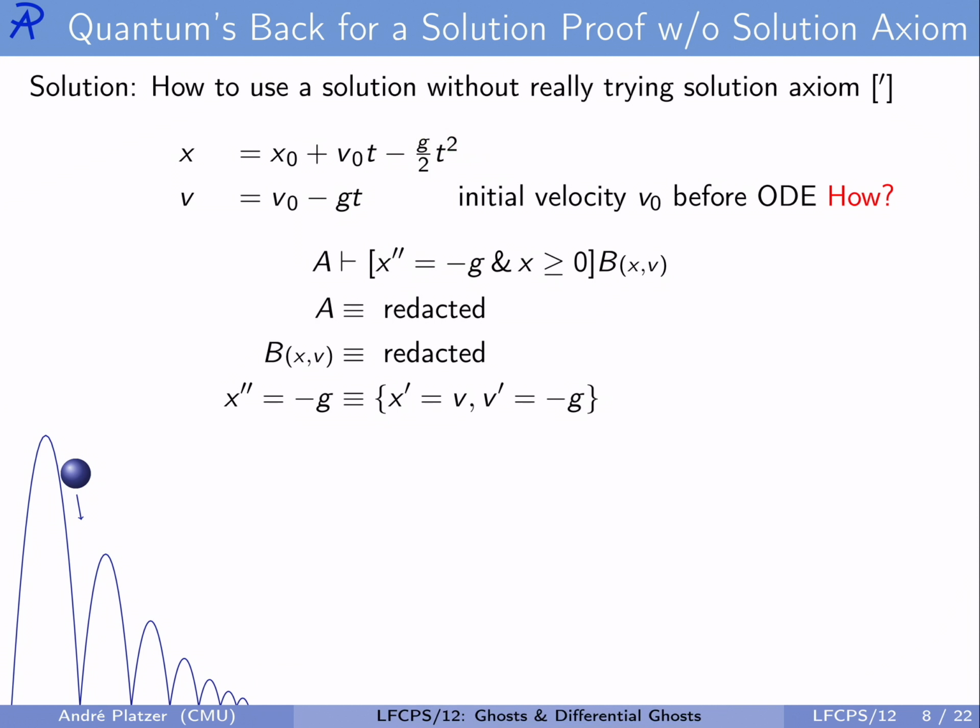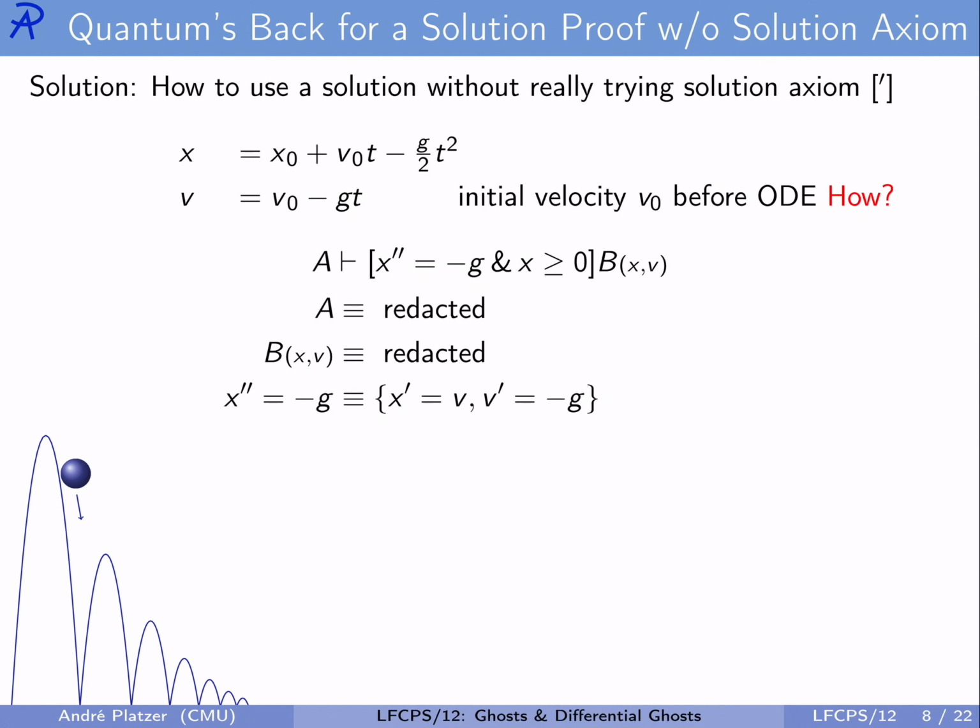Well, we do a differential cut with this equation and then use a differential invariant argument to prove it. Will that work? No, it won't, because this is only the solution of this differential equation x prime equals v and v prime equals minus g if we already know the behavior of the velocity v, which we don't. That means we first need to use a differential cut to prove this equation on the velocity before we then proceed to prove that equation on the position.